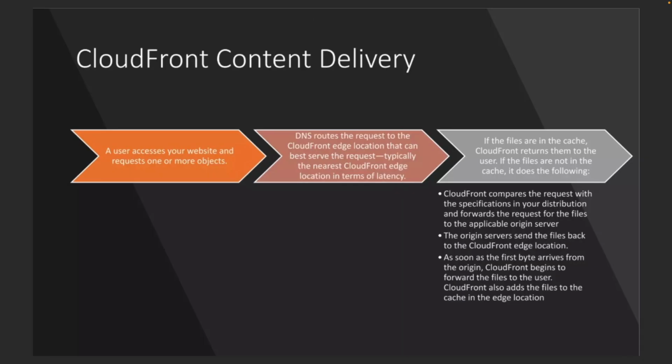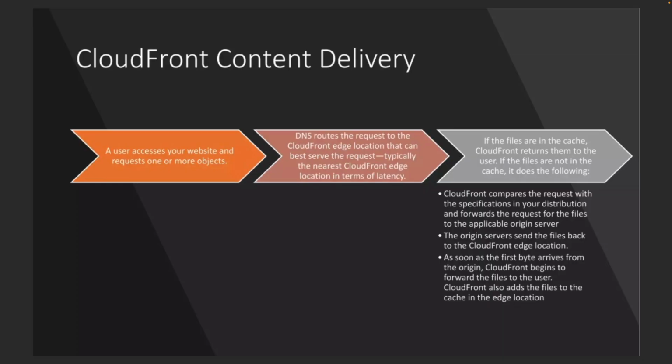So next, here's how CloudFront actually delivers its content to the users. First, a user accesses your website and requests one or more objects, maybe an image file or an HTML page. Step 2: DNS routes the request to a CloudFront edge location that can best serve the request. This is typically the nearest CloudFront edge location in terms of latency, the location that will provide the fastest response. Next, if the files are already cached at the edge location, CloudFront returns them to the user immediately. This is the fastest scenario.